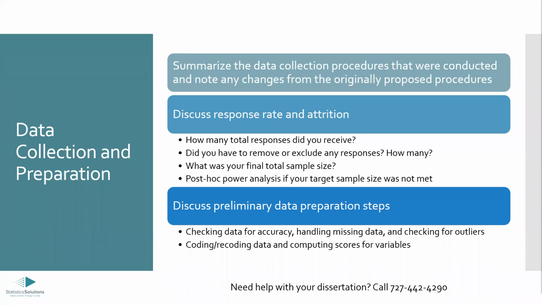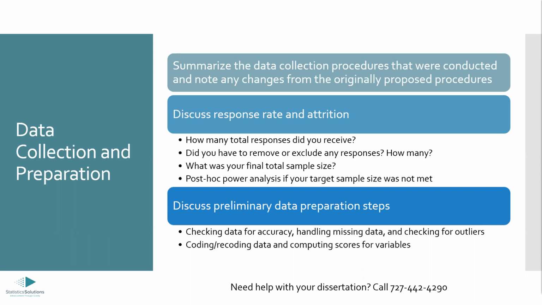The next section would usually be the data collection and preparation section. In this section, you want to summarize the data collection procedures that you followed and note any changes from your originally proposed data collection procedures. This is important if anything changed between when you wrote up your proposal in your methodology chapter to when you actually collected your data, because sometimes things can change in between.